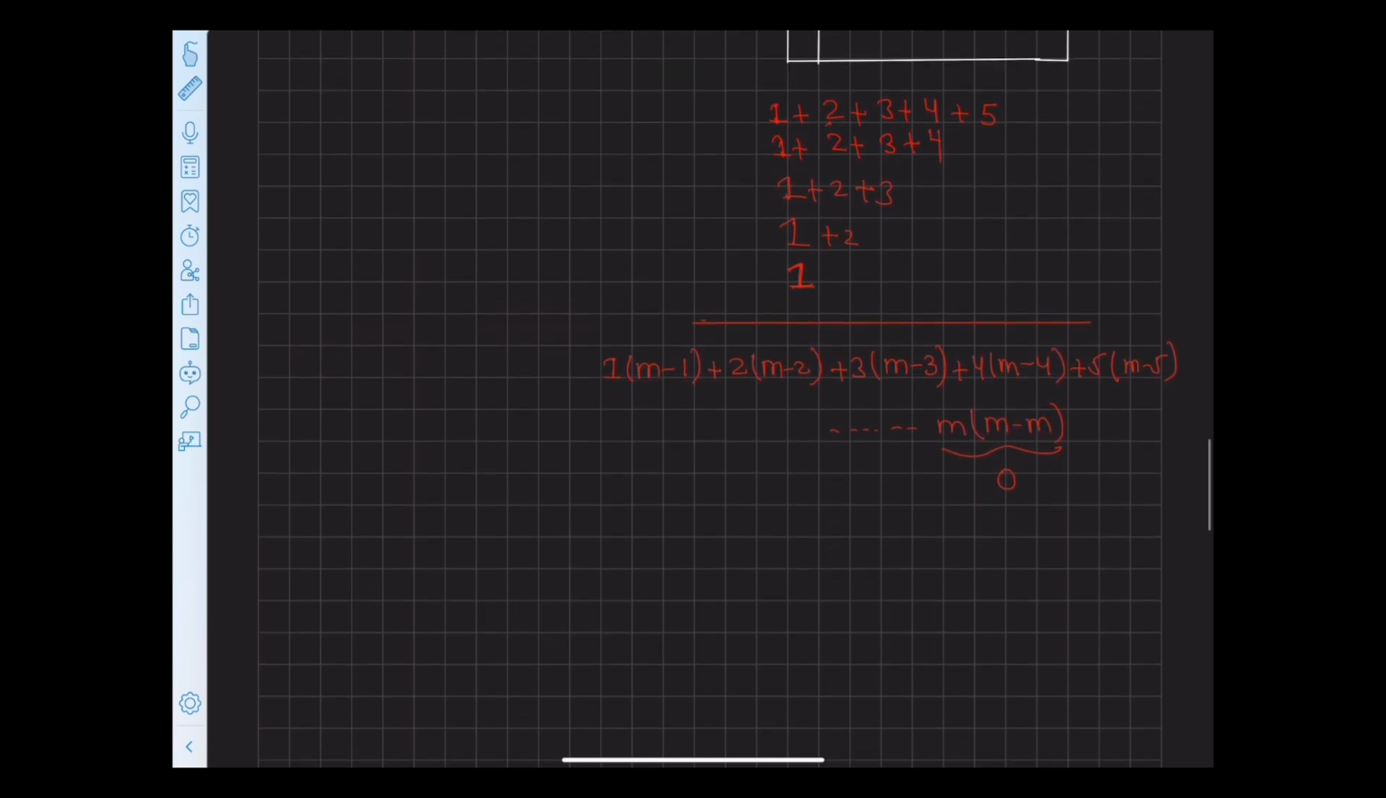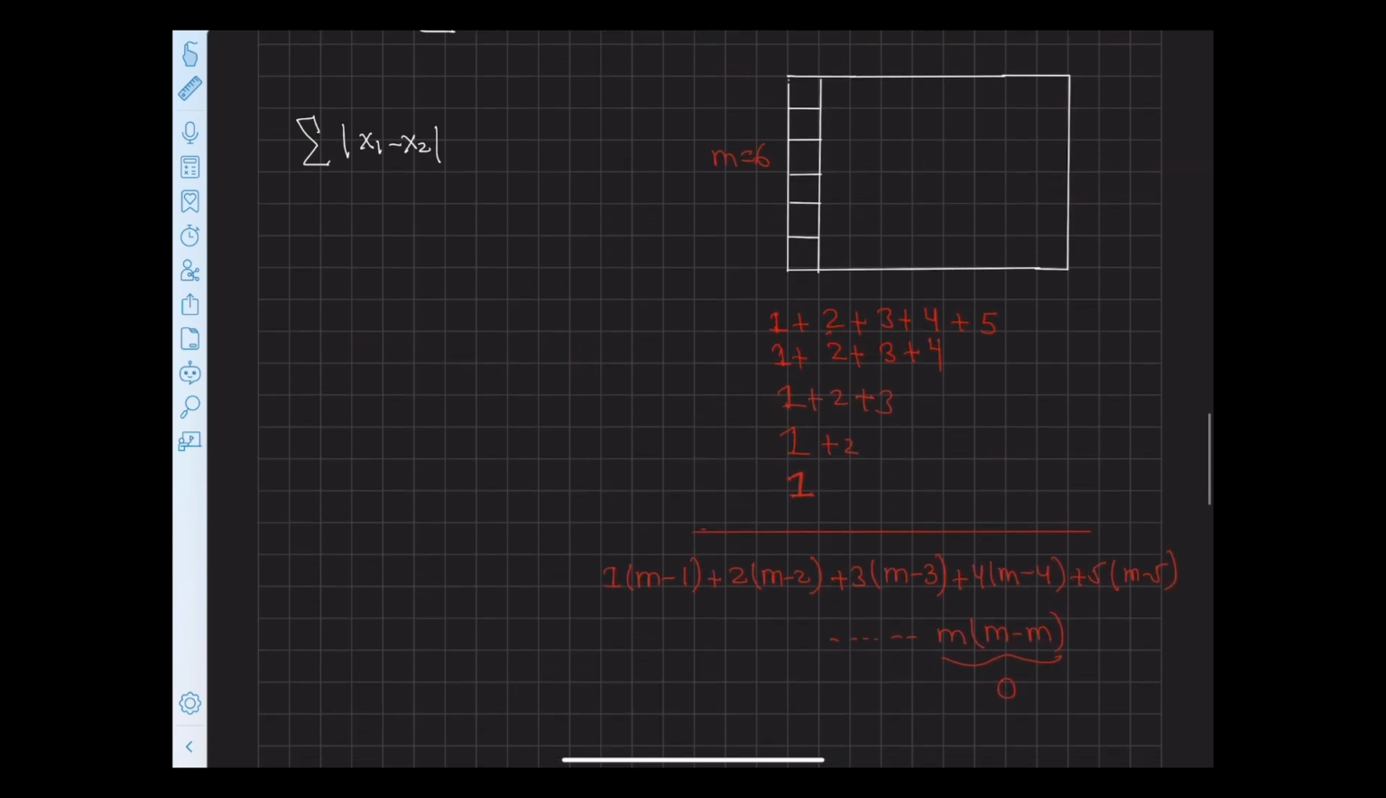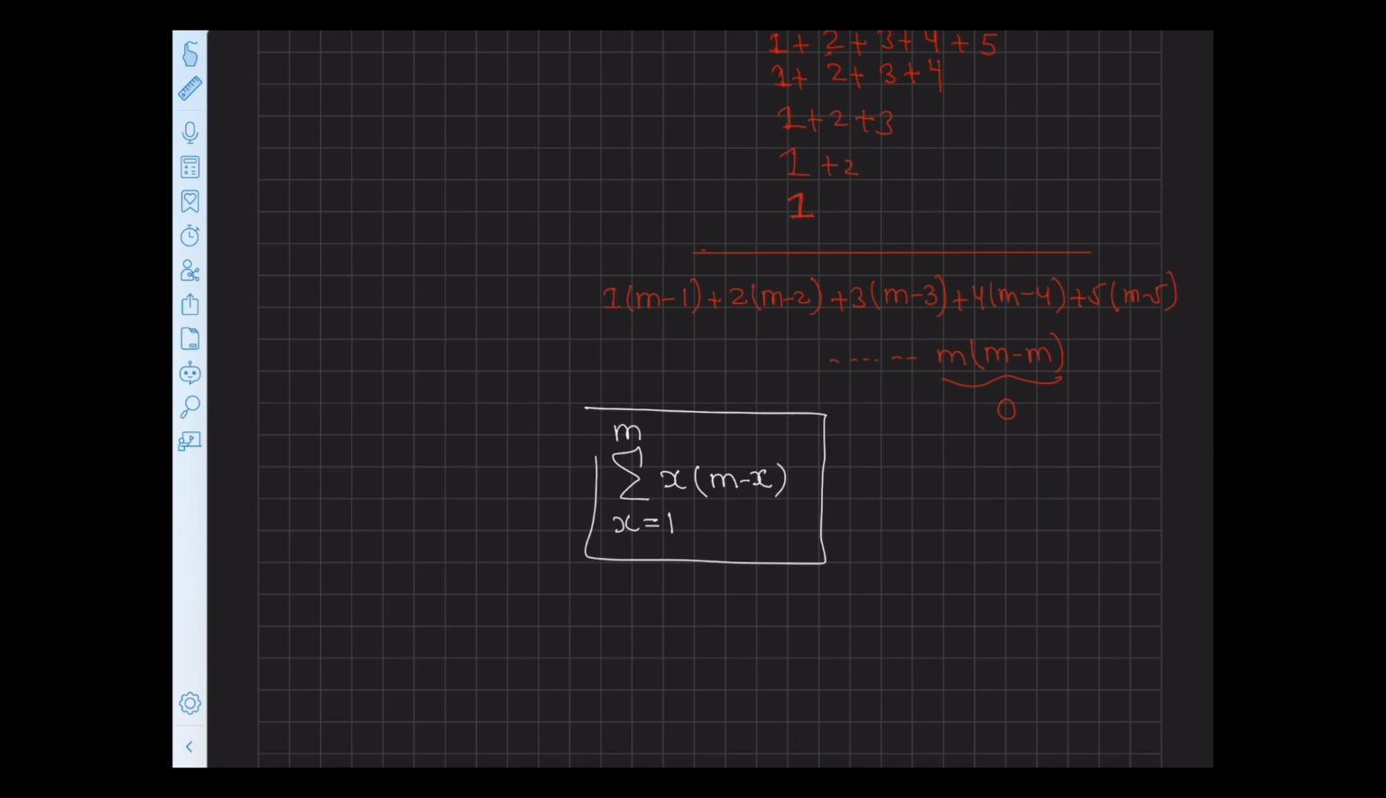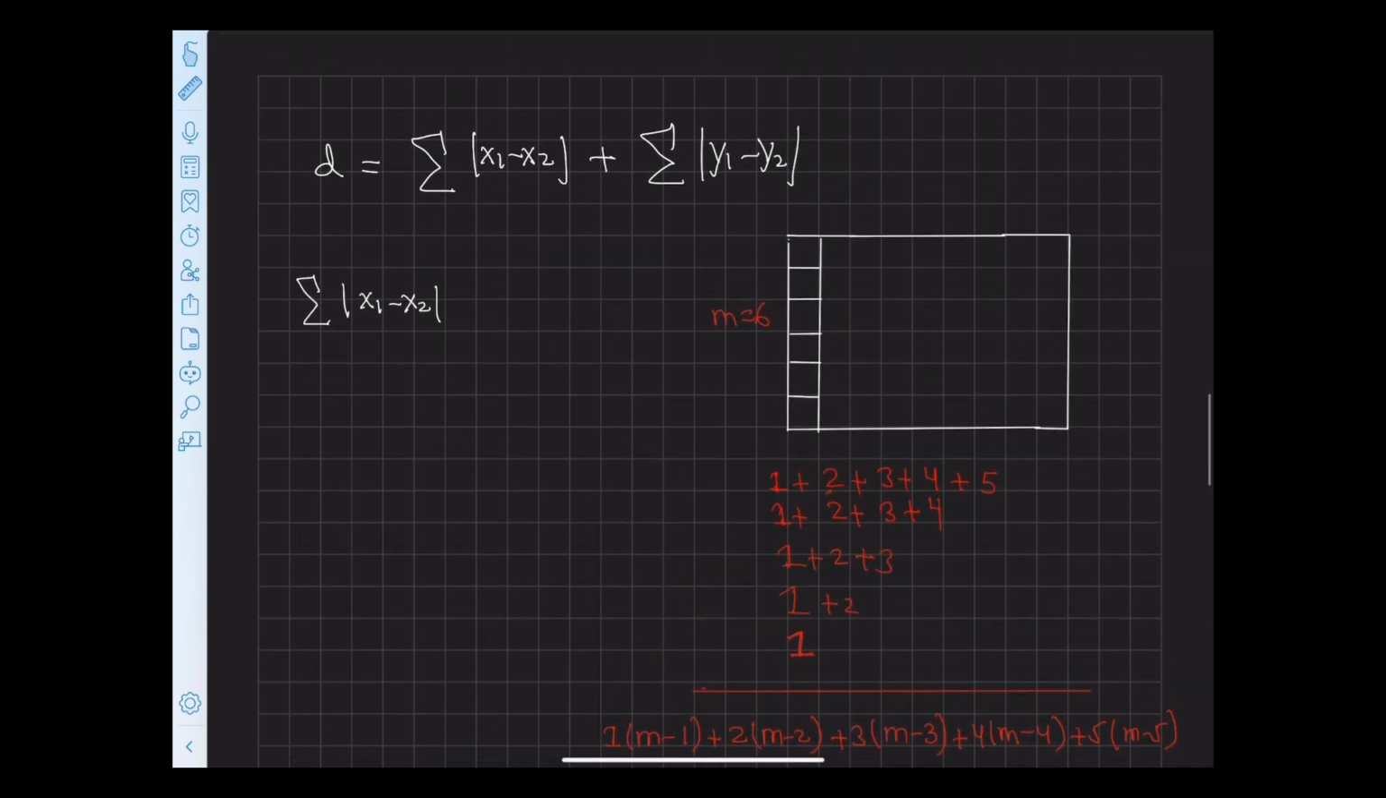Okay, so we kind of see a pattern over here. Now if I want to generalize this mathematically, I can write it as summation x multiplied with m minus x, where the value of x goes from 1 to m. This is how I would like to simplify it, right? But this is true if we are selecting the 2 cells only from the very first column. But we don't have only one column, right?